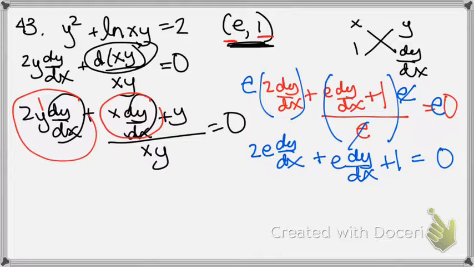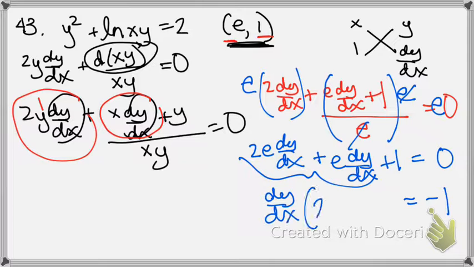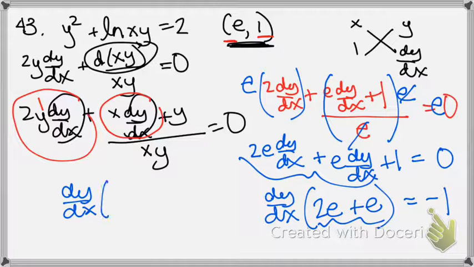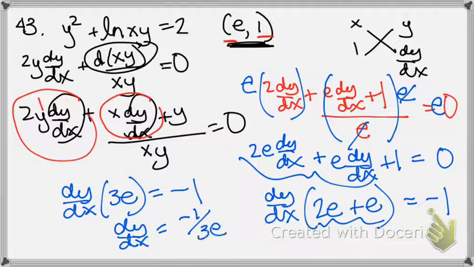Okay, so I'm going to move the 1 over, which will make that a negative 1. And I'm going to factor out a dy/dx from these guys. Now, these are like terms. 2e plus 1e is 3e. So I have dy/dx times 3e equals negative 1. Divide by 3e. And dy/dx is going to equal negative 1 over 3e. Okay, now put it all together.